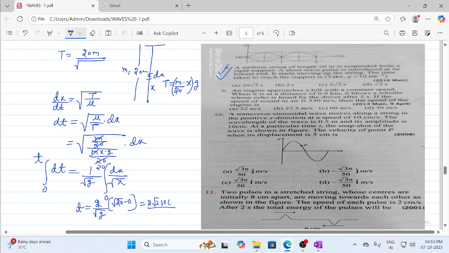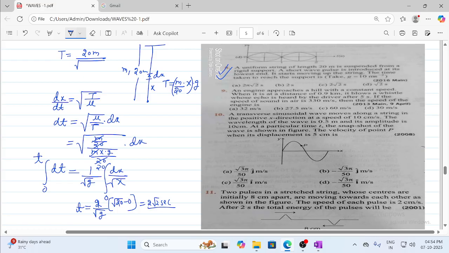Something like that. They are saying the engine approaches a hill with a constant speed. When it is at a distance of 0.9 kilometer, it blows a whistle whose echo is heard by the driver. So when you are blowing a whistle, it will come back to you in 5 seconds, right? So you are whistling it at 0.9 kilometer separation. Okay, kind of relative concept. If the speed of sound in air is 330, then find the speed of the engine. Kind of motion in 1D question. They are not asking about frequency or wavelength here. If they ask that, then it will be Doppler. They are not asking about that. It is simply a motion in 1D question.